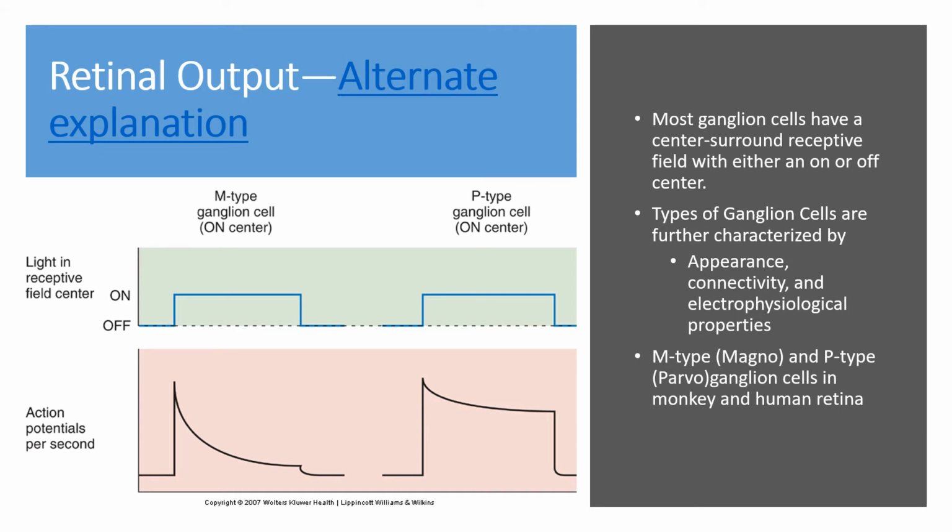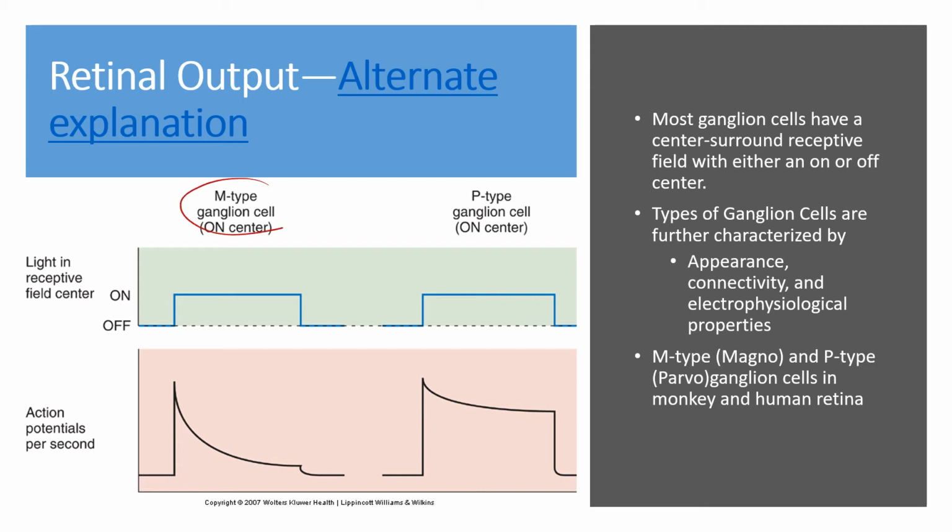Okay, a couple other things here for the retinal output. For ganglion cells, we're going to have two major types: an M-type ganglion cell and a P-type ganglion cell. There are non-M, non-P type cells as well, but just so we can see this in terms of what the output's going to be.